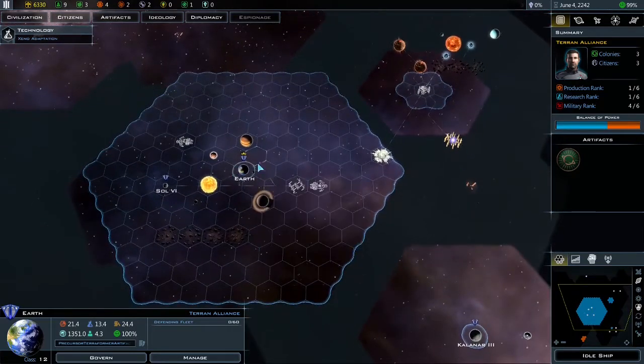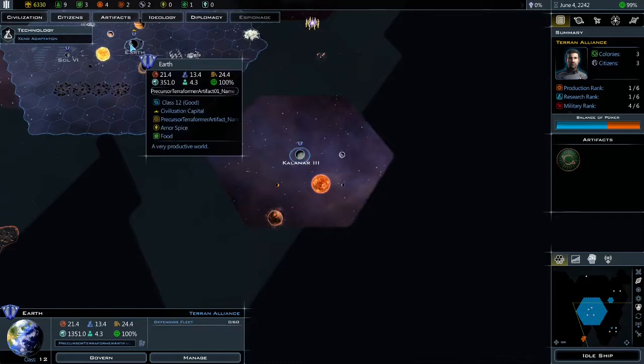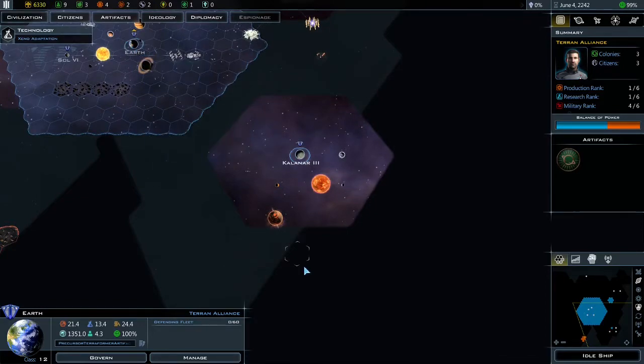Right now, we have this huge influence area because I have been doing a bunch of things to get some influence, and that's our capital. That's also providing us extra influence.